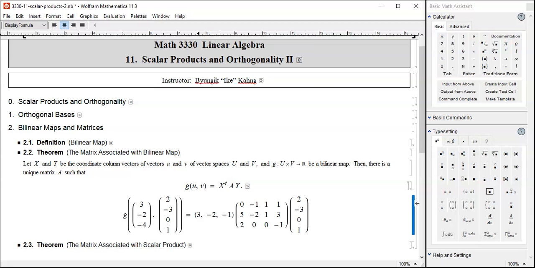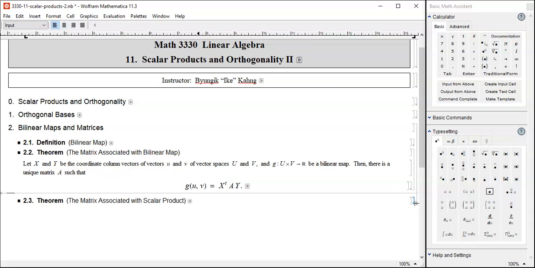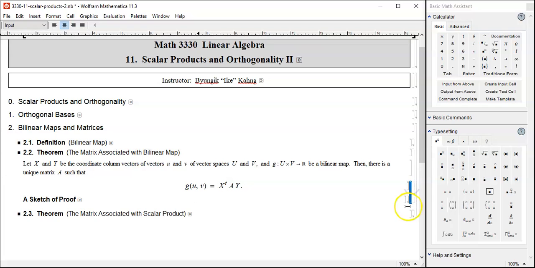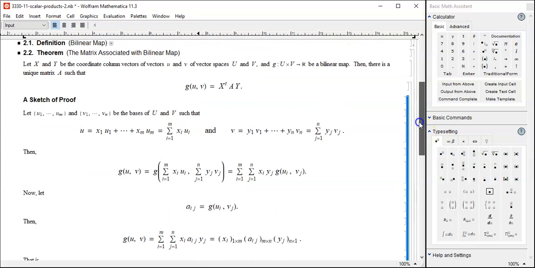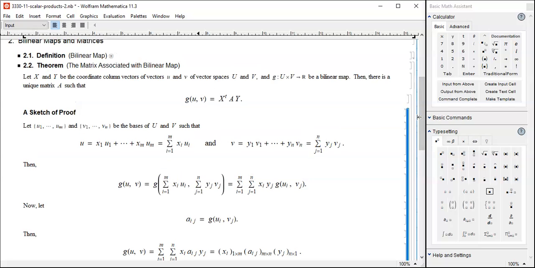Okay, shall we go ahead and prove that? Okay, let's go ahead and prove that. Proof. I wrote a sketch of proof here, but this is almost a complete proof.